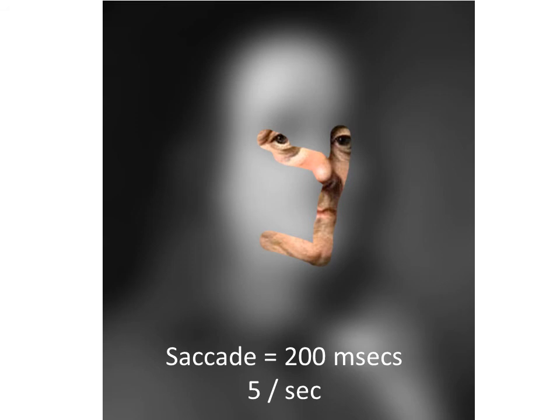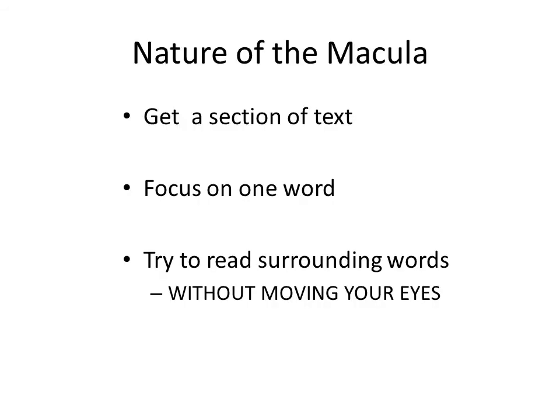Okay. So let's think about an experiment here on the nature of the macula. What I want you to do, you probably want to pause this right after you look at this. I want you to get a piece of text out of a book, out of a paper, out of anything, just a paragraph of text. Then I want you to focus on one word of that text. Focus your eyes right on one word of that text. And then do not move your eyes, but try to read the words above and below.